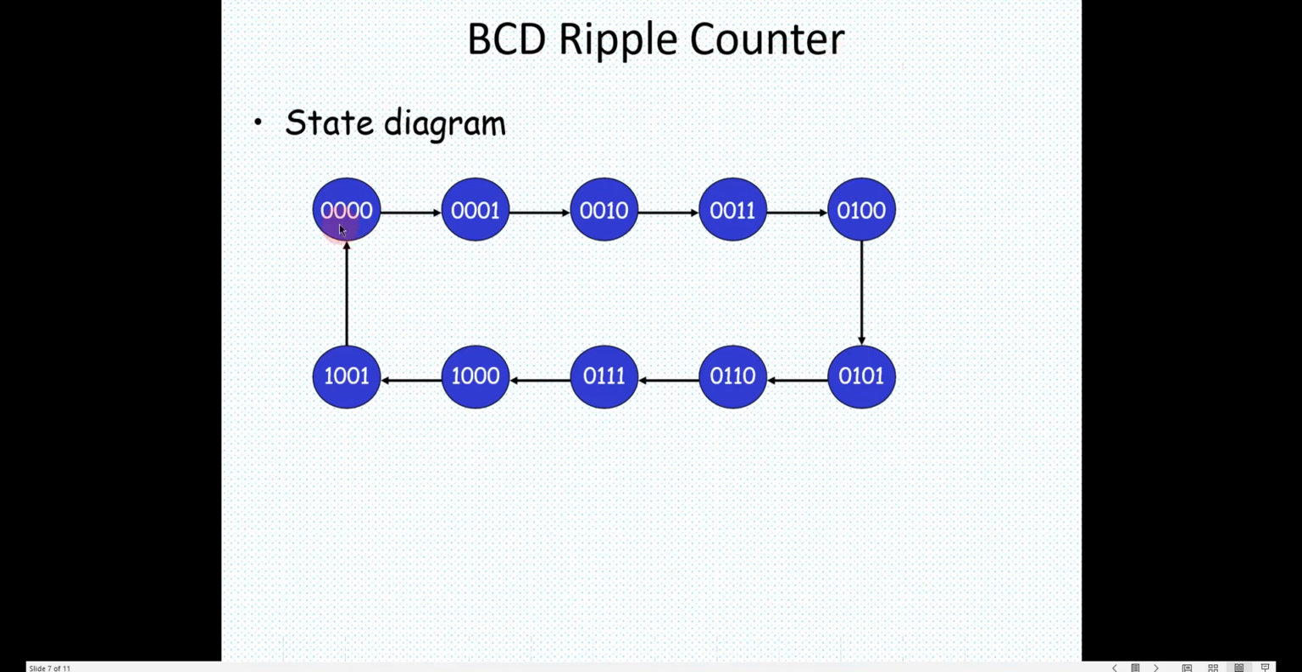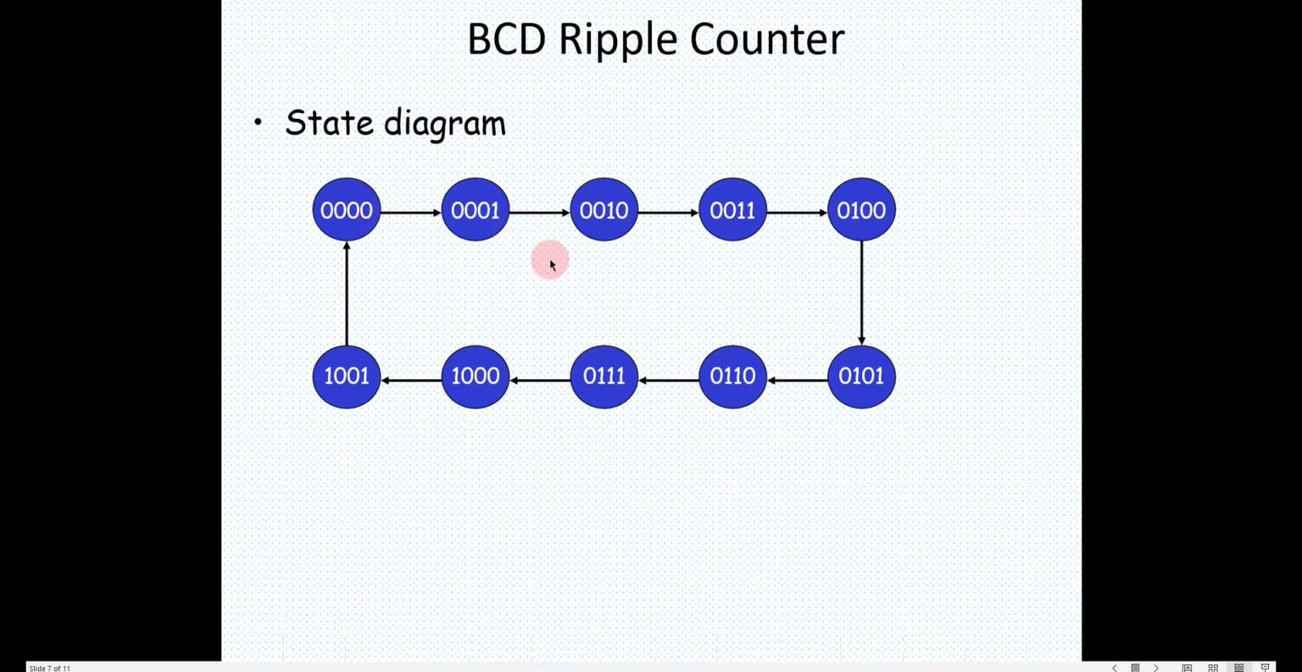So same way. So this is a 0 1. This is what we require, right? It has to count 0 1 2 3 4 5 6 7, now 9, and then it has to come back to 0 here. So this is the state diagram for a BCD ripple counter.